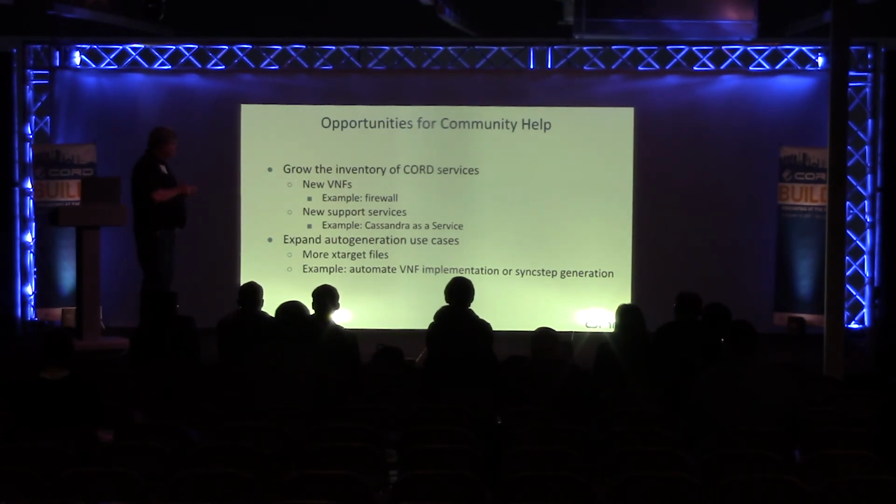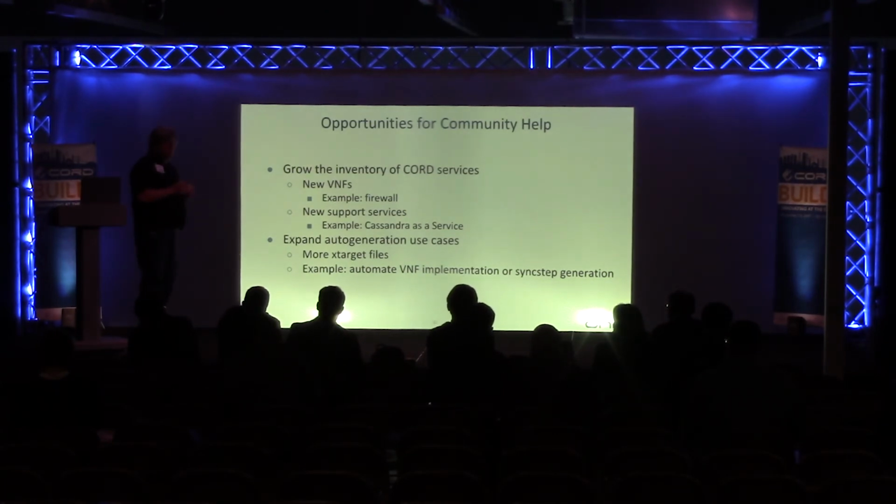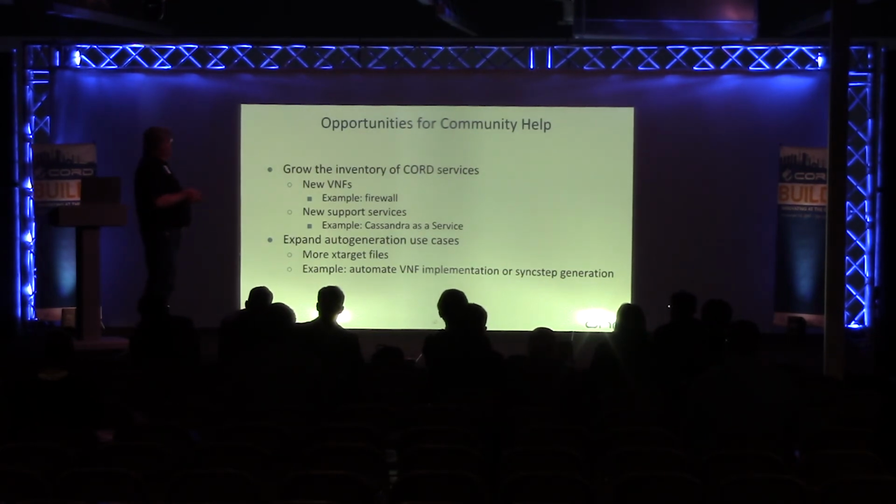You could also do support services. So just like ONOS was a support service that other services were able to leverage, like VTN was able to use ONOS. We could propose someone could implement Apache Cassandra as a service, and that could be a new building block that other services could leverage. So we'd really like to grow the inventory of both VNFs and support services, because having those building blocks allows people to implement more complex things without doing as much work themselves, since so much has already been done in the building blocks.